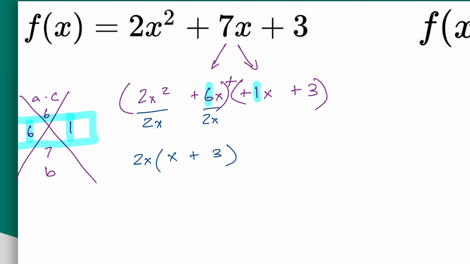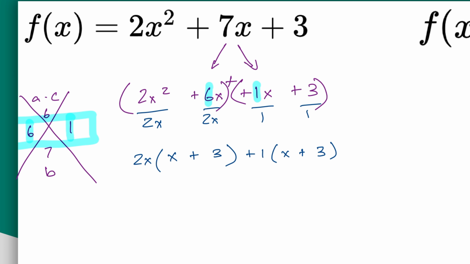And then 1x and 3, the greatest common factor is just 1. But we still need to do that because we need that extra term. And we end up with x plus 3. Now, quick little tip here, okay? If you don't get x plus 3 and x plus 3, you don't get the same exact binomials here and here, you did something wrong, okay?